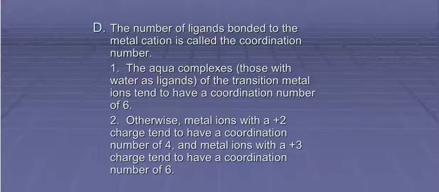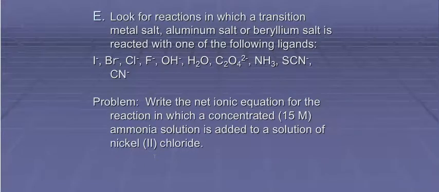Anytime you have water as a ligand, the coordination number will be 6. Otherwise, metal ions with a +2 charge have a coordination number of 4. If the metal has a +3 charge, coordination number is 6. So what are some common ligands? Here's a list of some common ligands. So anytime you see a transition metal, aluminum or beryllium, reacting with one of the following, it will be a complex ion. Now, I'm going to make this easier for you. The only 2 ligands that you will see on my test are water and NH3.